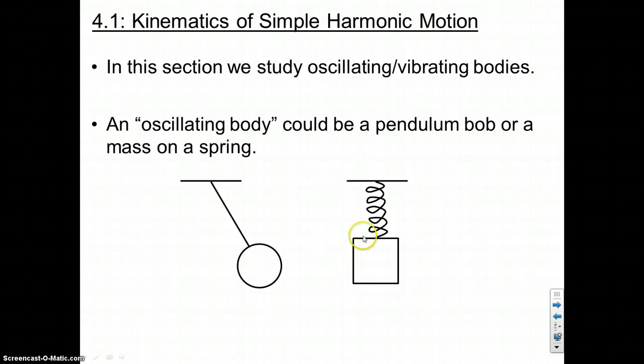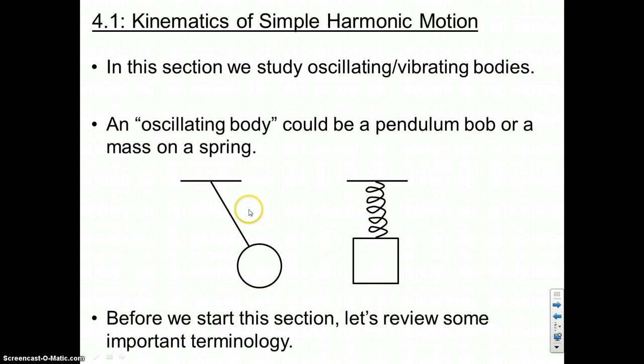Or if I were to take this spring and this mass attached to the end, and let's say I pulled this mass down so that the spring was stretched, if I let go, it would want to go back up to the relaxed position. So the spring would go up, and then it would go back down, and it would go up and down, back and forth. These are oscillations, right? Oscillating systems. So before we begin, we're going to do some important terminology review.